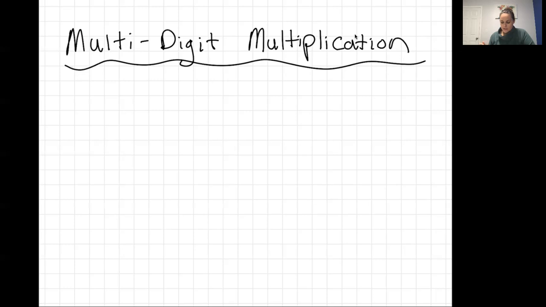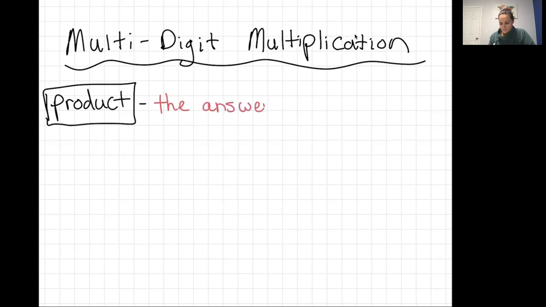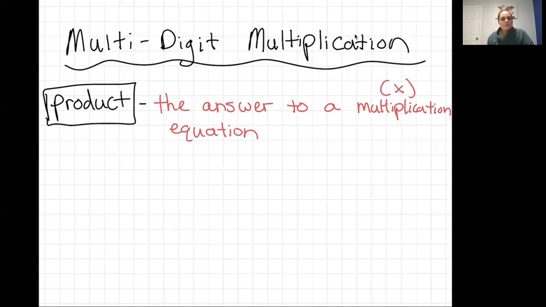specifically for multiplication, the answers have certain names. So the answers to multiplication problems are called products. And you may encounter that on an assignment or a test in the future where it might say, find the product of this equation. And what that means is the product is the answer to a multiplication equation, okay, or the X symbol, okay? It's the answer to a multiplication equation.